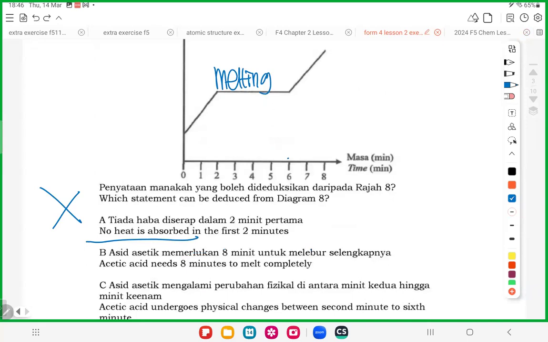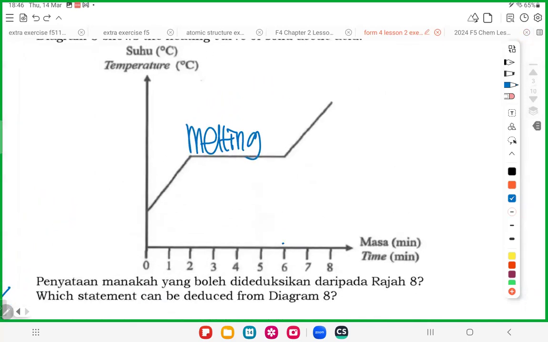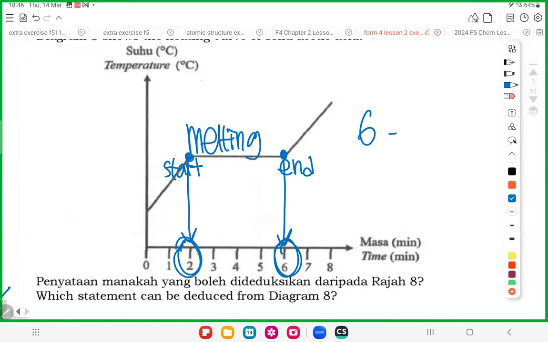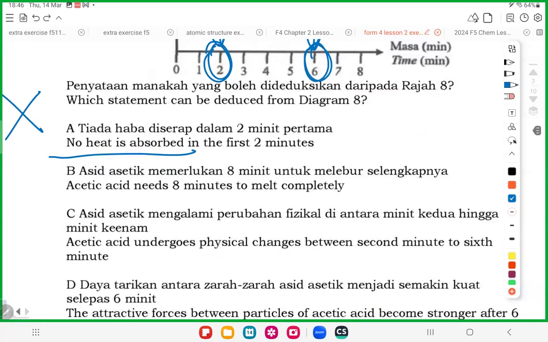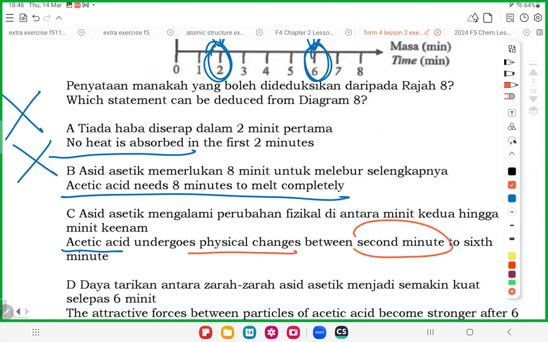How to know how many minutes you need to melt? Look at here. This is where the melting started. This is where the melting ends. The melting starts at minute number 2 and finishes at minute number 6. 6 minus 2, you need 4 minutes to melt everything. But the answer here says 8 minutes. Cannot be. Next: acetic acid undergoes physical change from the 2nd minute to the 6th minute.